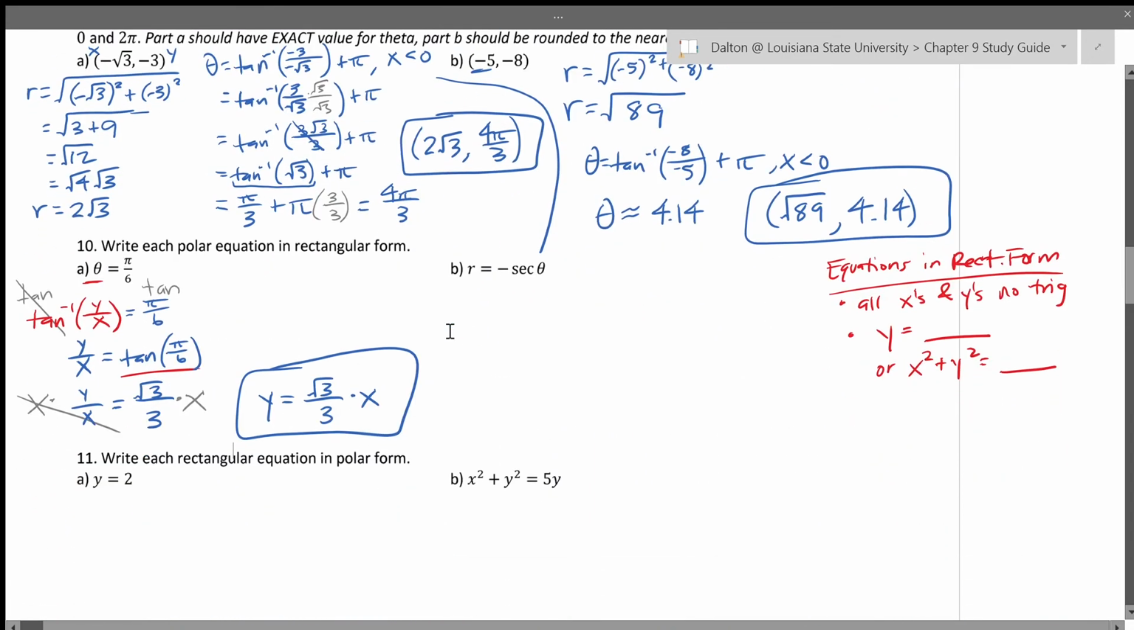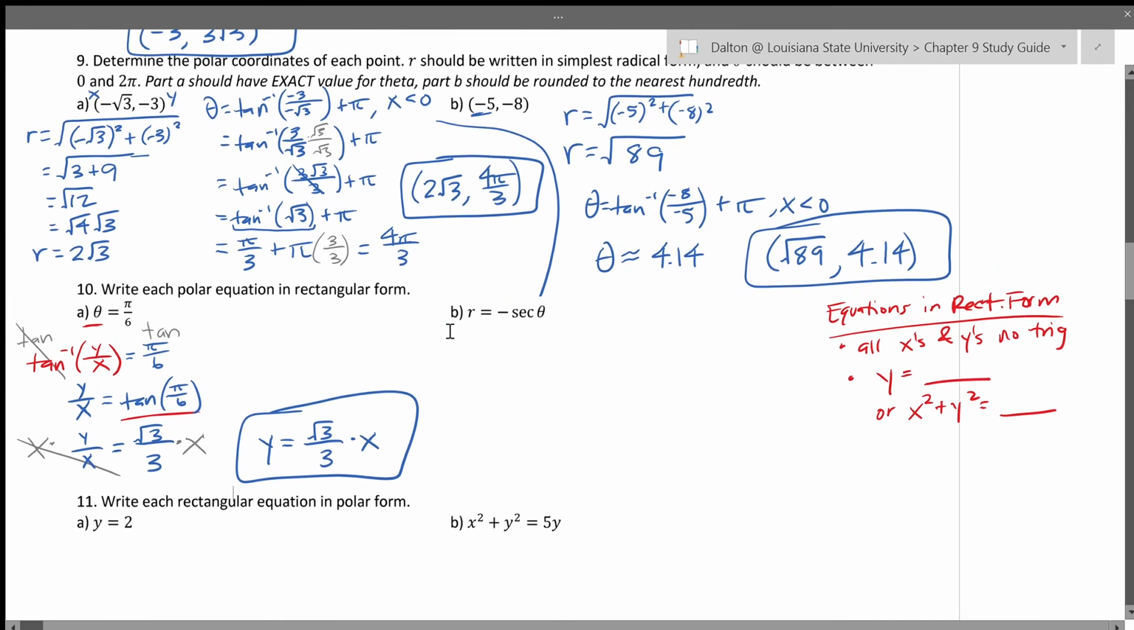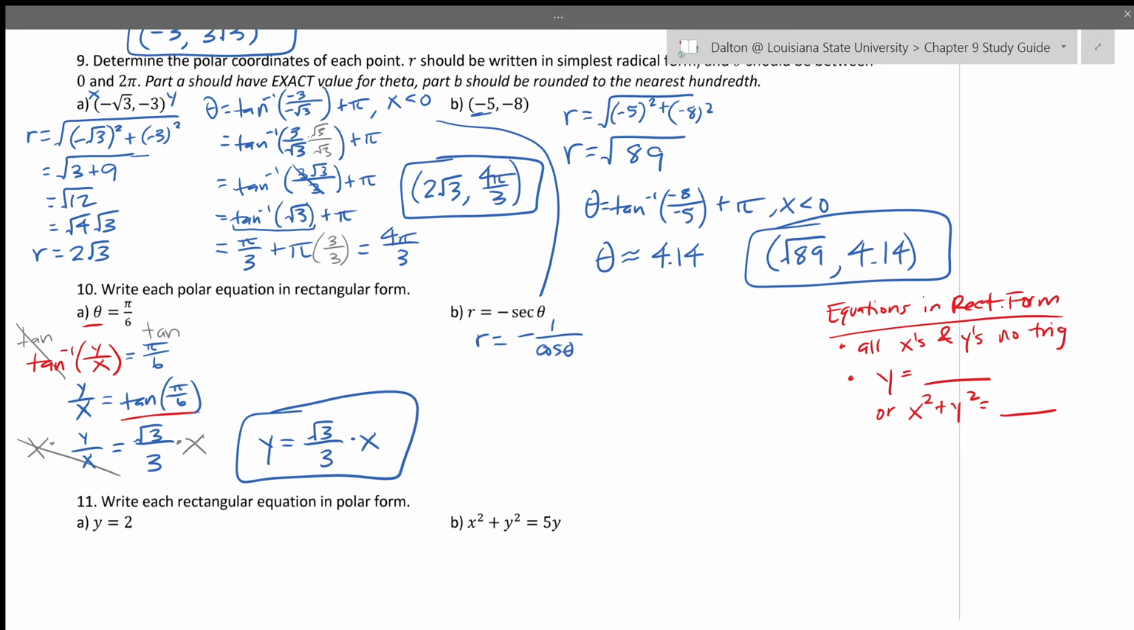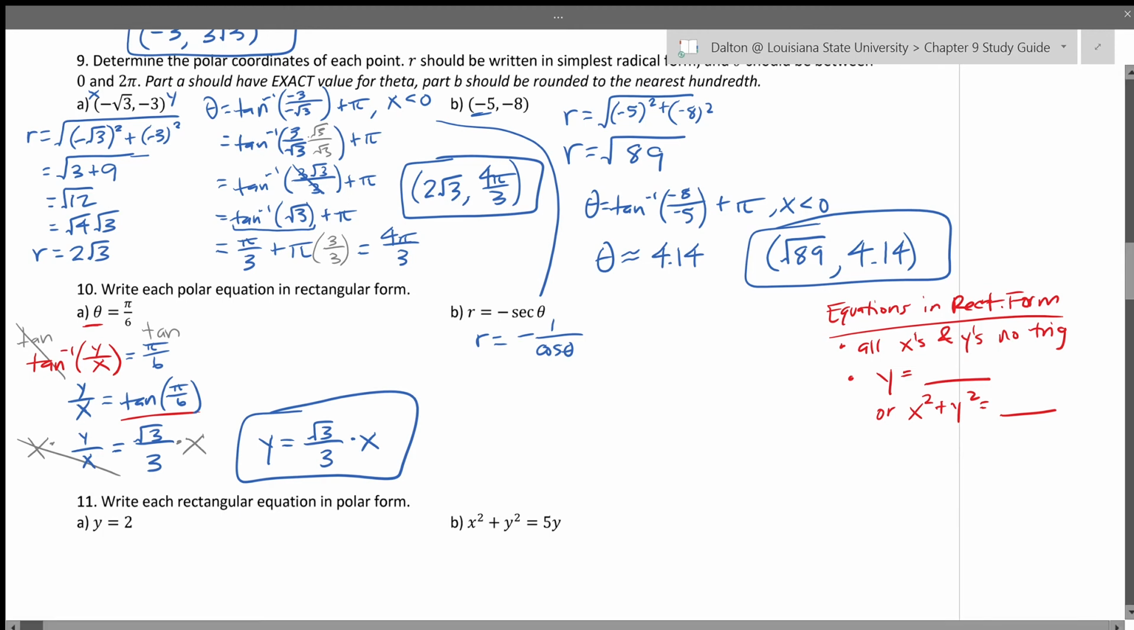And both of those would probably help you get somewhere, but I am here to help you get rid of this secant first. Remember, if we're not allowed to have any trig, it's always good to try to get rid of any trig ratios or trig functions that you may have. So if I want to get rid of secant, the first thing we need to recall is what secant is. If I rewrite this equation as r equals negative, secant is 1 over cosine, then 1 over cosine can be canceled if I multiply both sides by cosine theta.